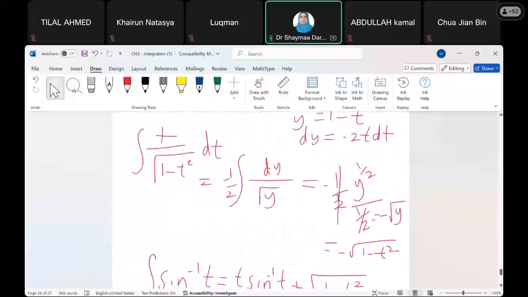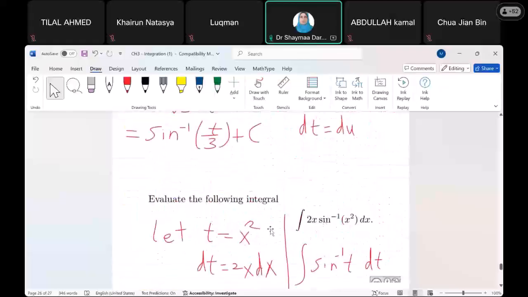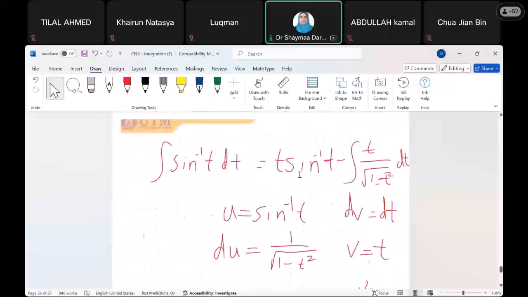So for this question, we start by substitution. t is x squared, dt is 2x dx. So using this substitution, we converted our integration to the integration of sine inverse t. Sine inverse itself can be integrated by parts, where u is sine inverse t and dv is dt.